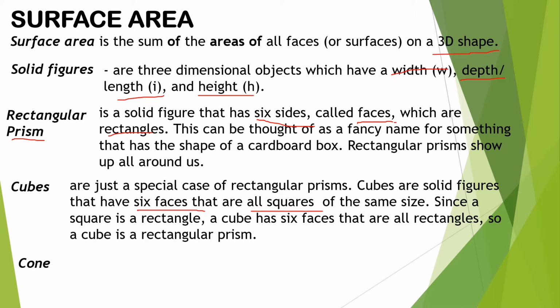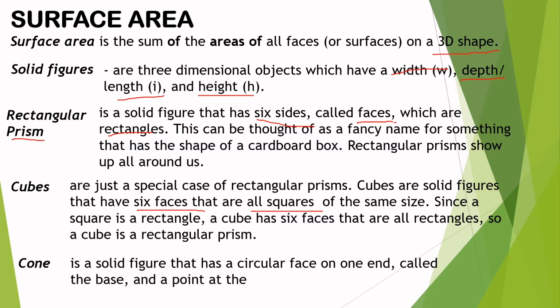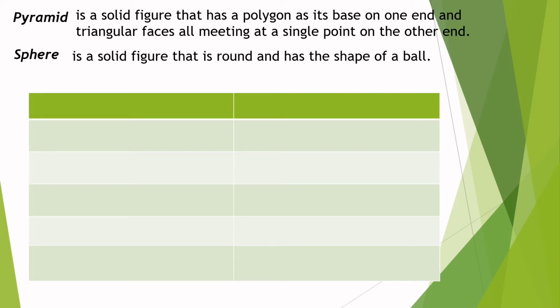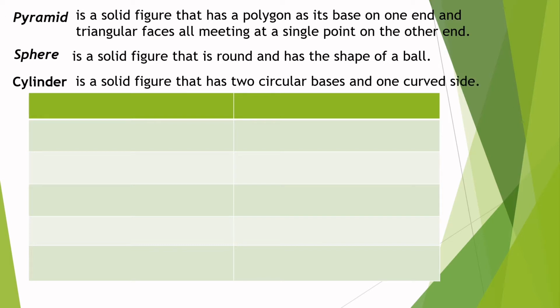Next, we have cone. It is a solid figure that has a circular face on one end, called the base, and a point at the other end where the sides meet. Next, pyramid. It is a solid figure that has a polygon as its base on one end and triangular faces all meeting at a single point on the other end. Next, sphere. It is a solid figure that is round and has the shape of a ball. And last but not the least, we have cylinder. It is a solid figure that has 2 circular bases and 1 curved side.